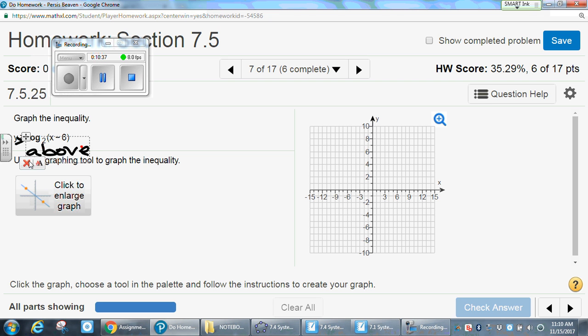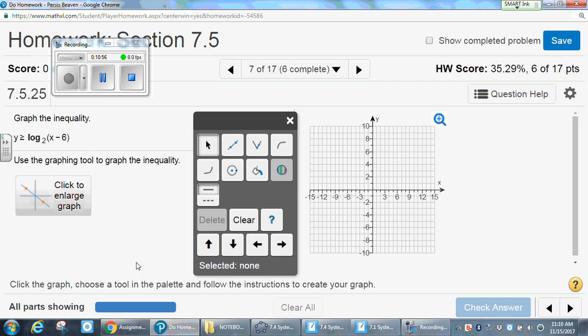The next one is a logarithmic. So go ahead and find your logarithmic. What is the base of my logarithmic? 2. So we're going to click on the graph and select logarithmic. This is the shape. Everyone look at the board, please. For this one, we have to graph the asymptote. First of all, is it solid or dash? It's going to be solid. Okay, so let's do that.